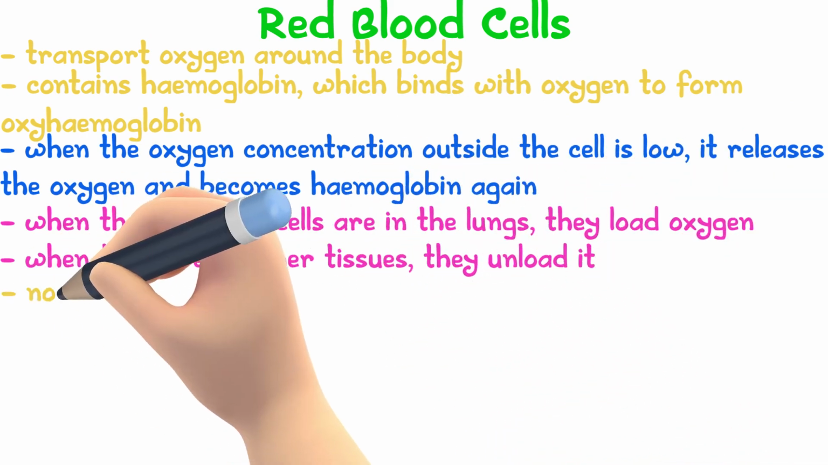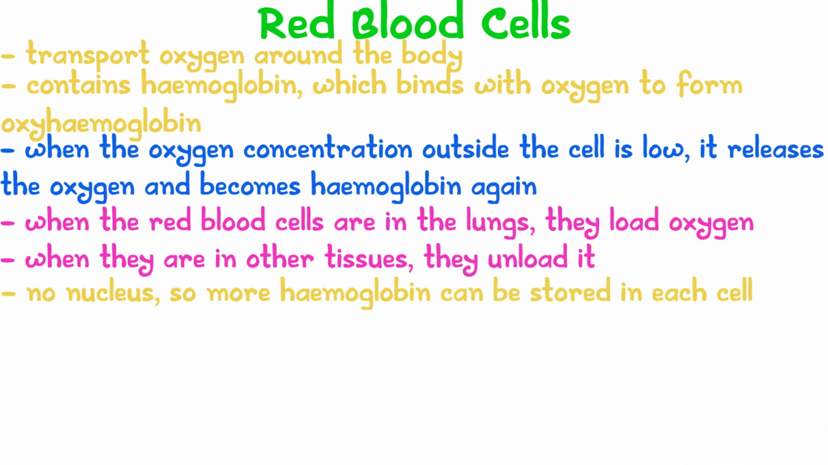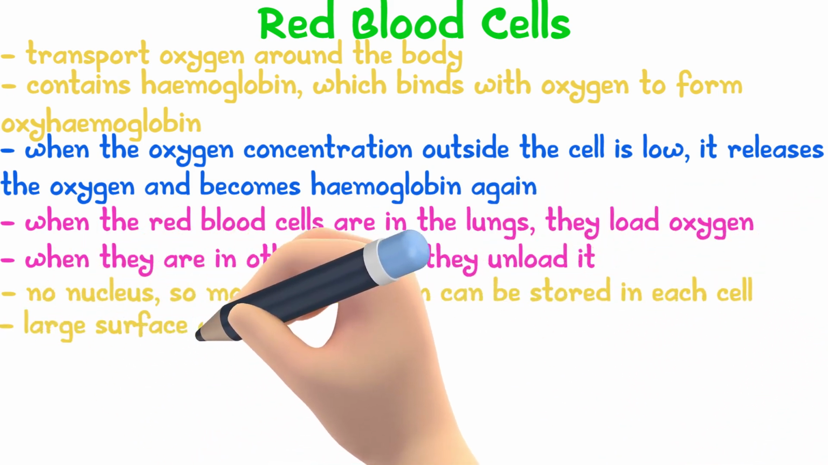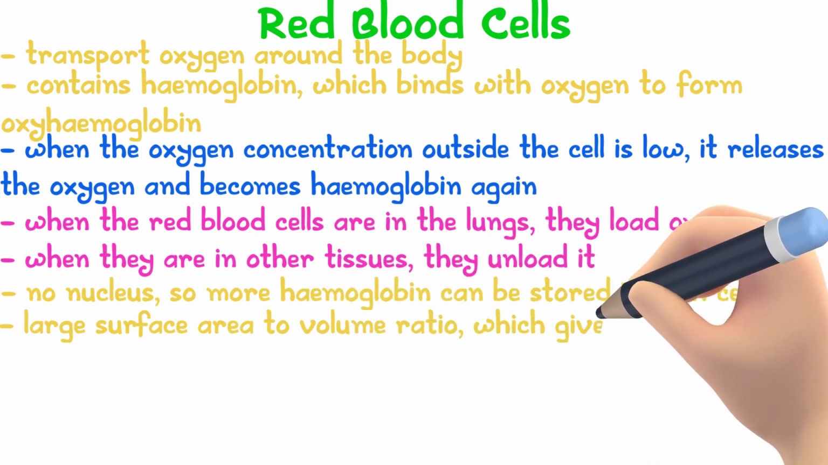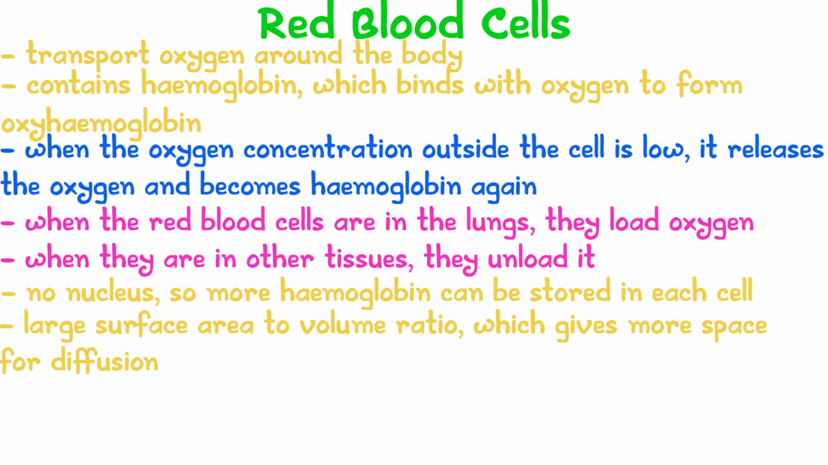Red blood cells do not have a nucleus, so that means more hemoglobin can be stored in each cell. Red blood cells have a high surface area to volume ratio, which gives a large area for diffusion, ensuring efficient exchange of oxygen.